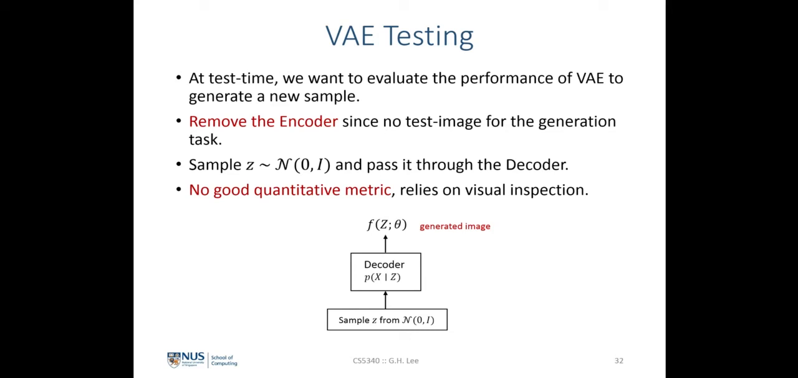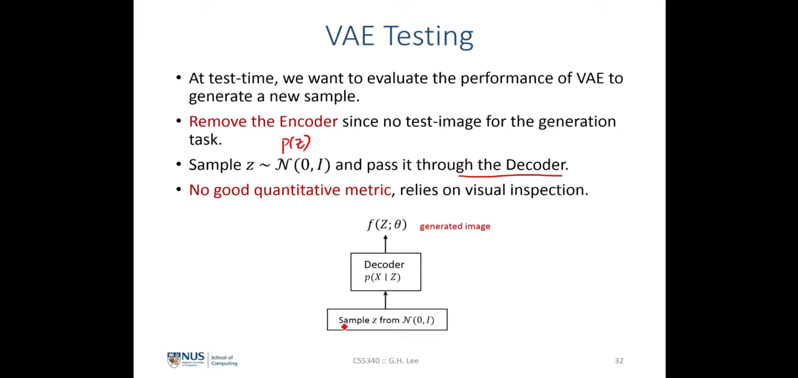So once we are done with training the variational autoencoder with a set of training images, we can simply remove the encoder during the testing time or the inference time and just sample Z from the prior distribution P(Z), which we defined as a normal distribution earlier. Once we have randomly sampled Z from this prior distribution, we'll pass it through the decoder, which we have trained during the variational autoencoder training phase.